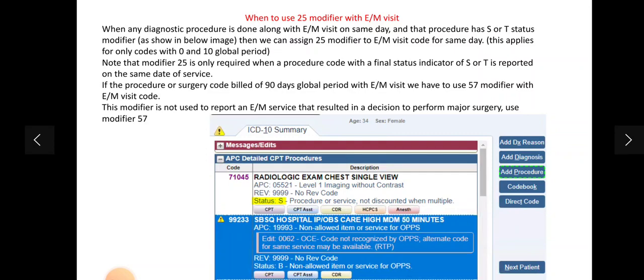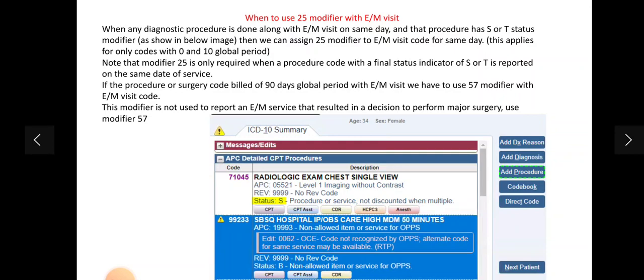This applies only to codes with 0 to 10 days global period. See, the procedure which has S and T status should have a global period of 0 or 10 days, because those are minor surgery or minor procedures. But if the procedure has a 90 days global period, then you cannot use the 25 modifier, because then you have to use the 57 modifier for the major surgery procedure with the E/M code. So note that modifier 25 is only required on the E/M code when a procedure code with status indicator S or T is reported on the same day, which is shown here in the image. With S status, I have not added modifier 25 to this 99233, but you have to add the 25 modifier to 99233 when there is an S or T status.